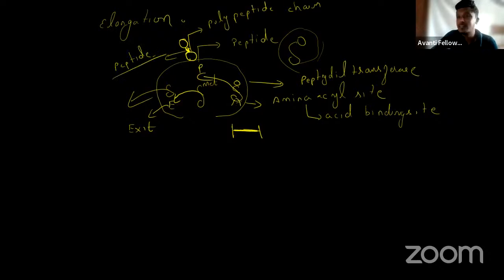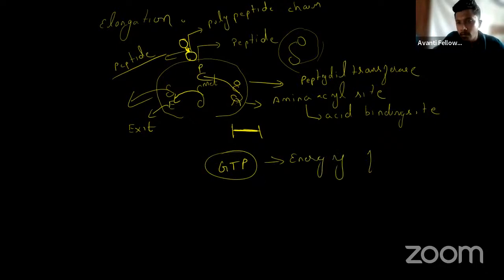So for all this, it's an energy deriving process. And what is required? You need energy. For all this, what do you need? You need energy. For the whole process, guanosine triphosphate gives the energy for elongation.